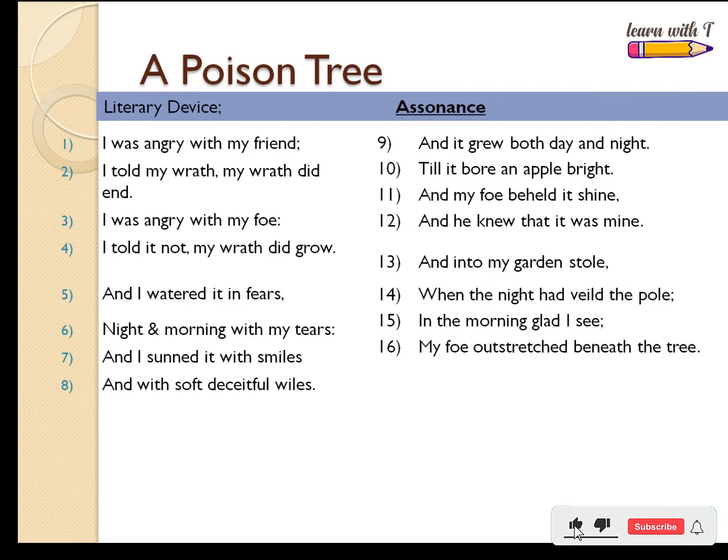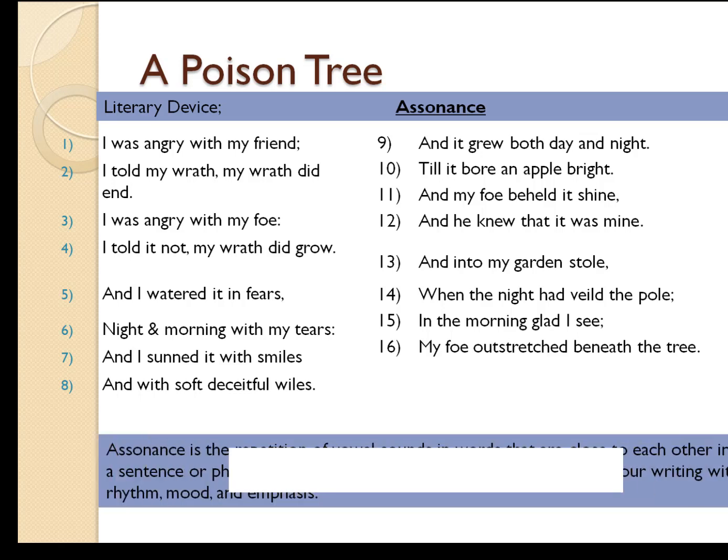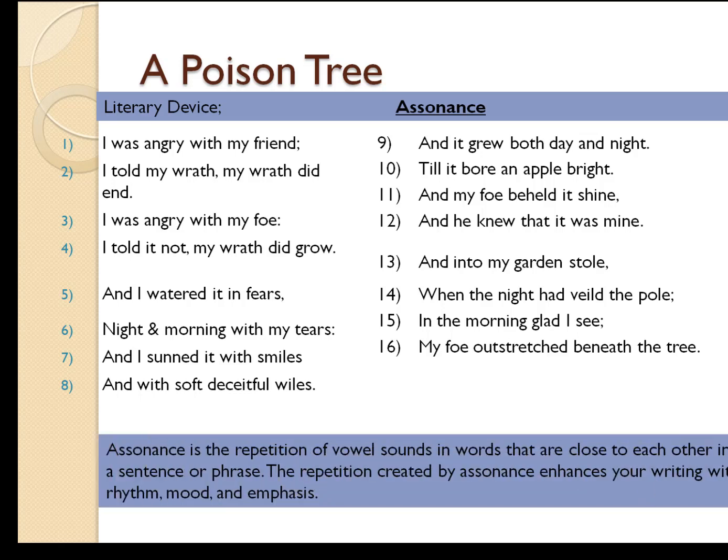Another device is assonance. Assonance, like alliteration, is the repetition of sounds. In the case of alliteration, we see the repetition of consonant sounds, but in the case of assonance, we observe the repetition of vowel sounds. So assonance is the repetition of vowel sounds in words that are close to each other in a sentence or phrase. So let's see where Blake has used assonance in his poem A Poison Tree.